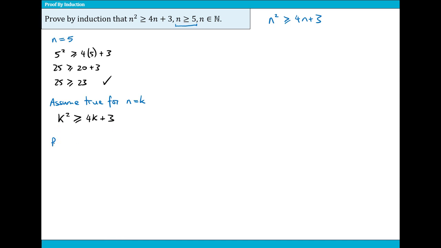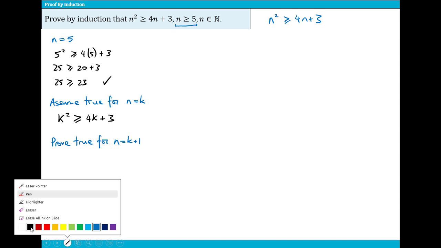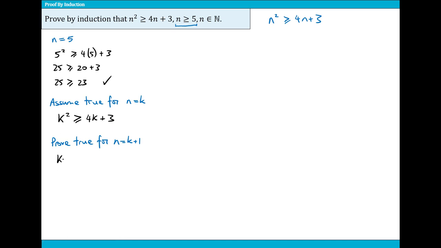Next, we want to prove that this is true for n equals k plus 1. So we take our assumption and replace the k's with the next term. So it's k plus 1 squared on the left hand side, and then 4 bracket k plus 1, plus 3. We can do some tidying up. I'll leave the left hand side as it is for now, and I might come back to it in a second if I'm not happy with it. I'll multiply and tidy up the right hand side though. So it's 4 by k is 4k, 4 by 1 is 4, plus 3.